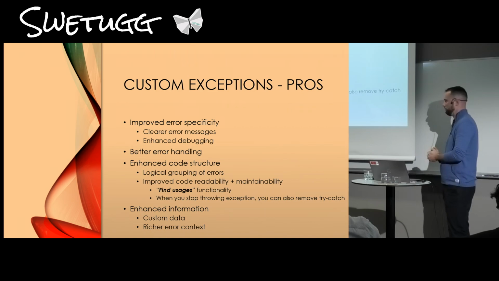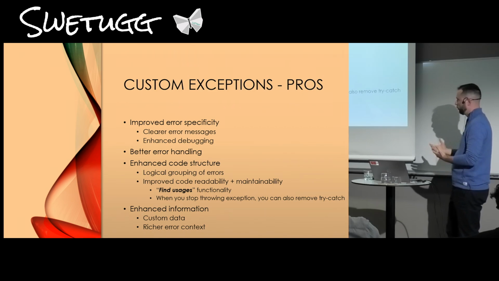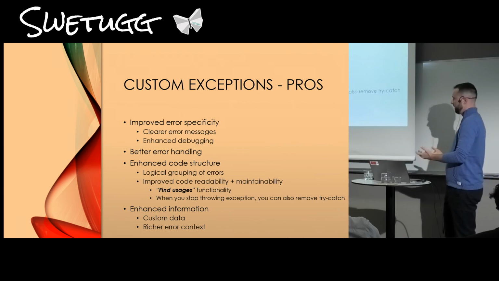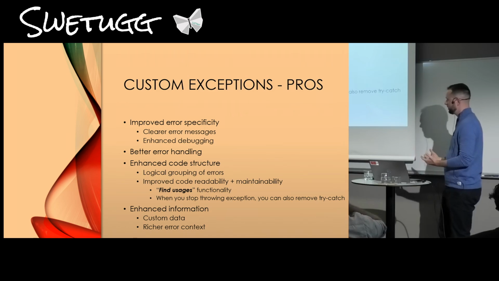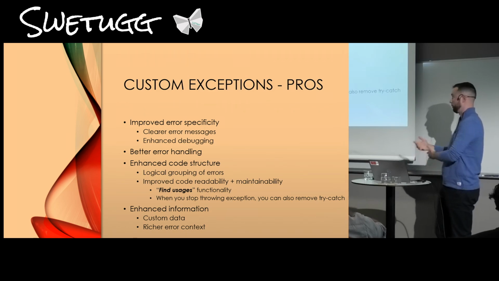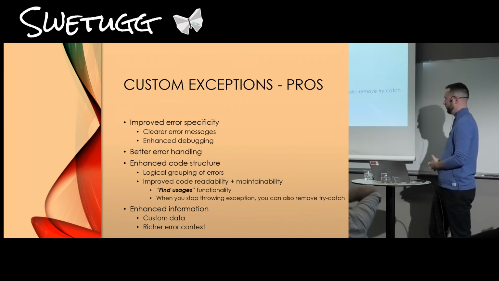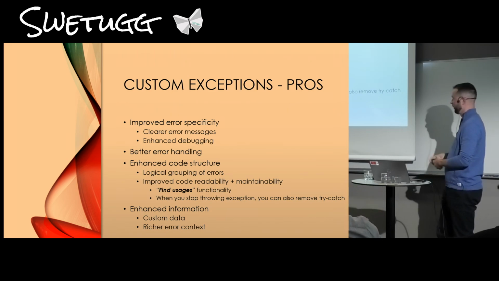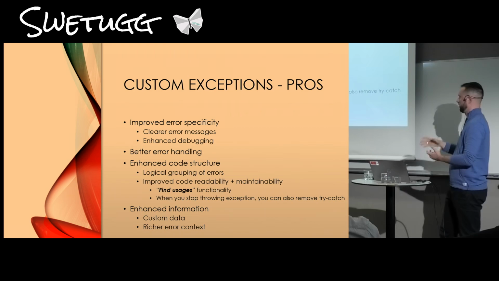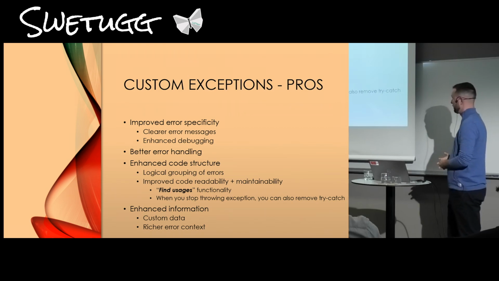And then a very important thing is the find usages functionality. In Visual Studio, when you are debugging, for example, if you would use the generic exception, you would not be able to find where it's thrown actually. But if you have some exception like not enough resources for withdrawal exception, you can just click Shift F12 and you will see immediately where it's thrown, and you can easily navigate through the logic of the code and so on.